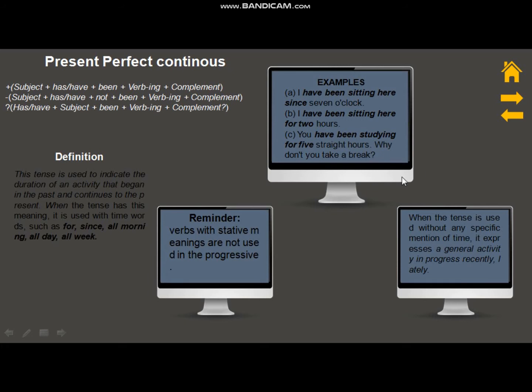So when the tense is used without any specific mention of time, it expresses a general activity in progress recently, lately.